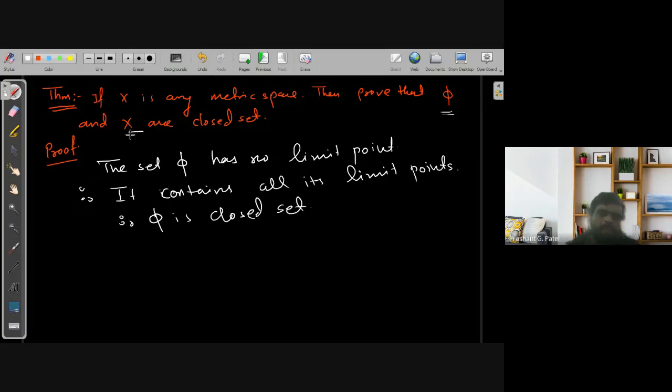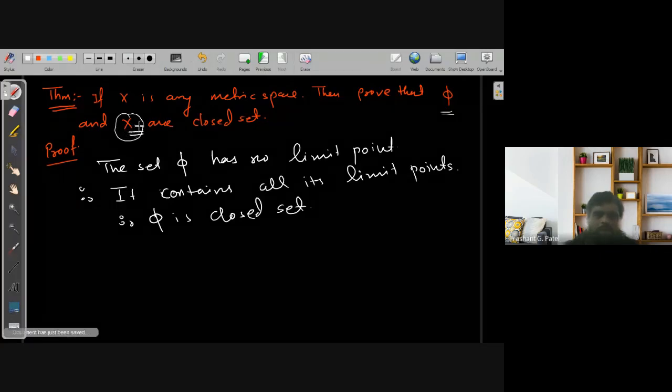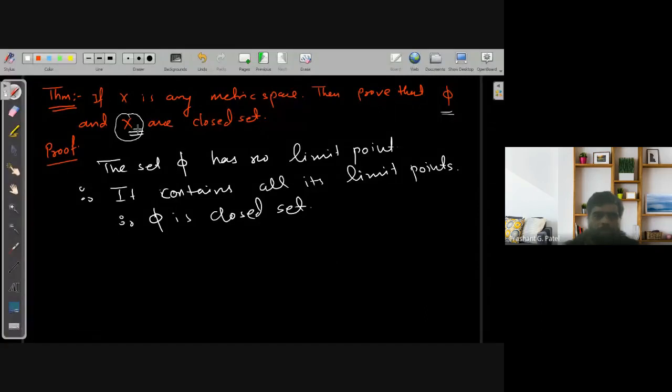Why is X a closed set? That means the entire set X. So this entire set X contains actually all points, and a limit point will not be outside that set. So automatically it will contain its limit points. So that's why X is a closed set.